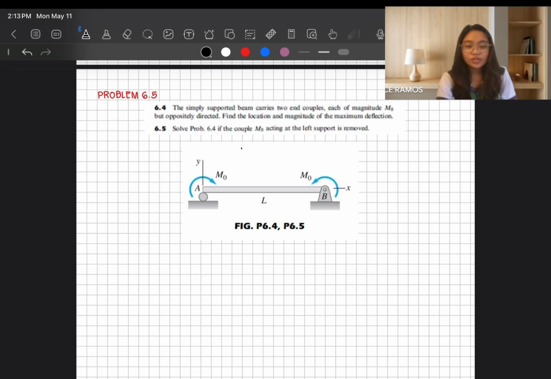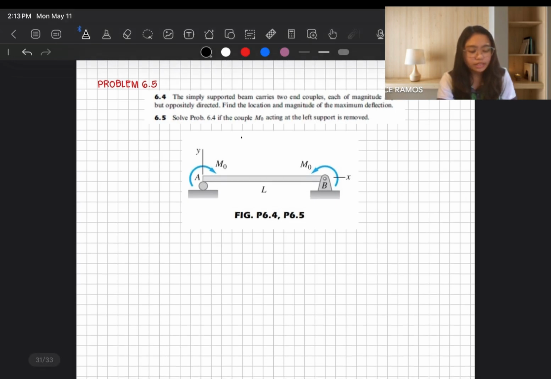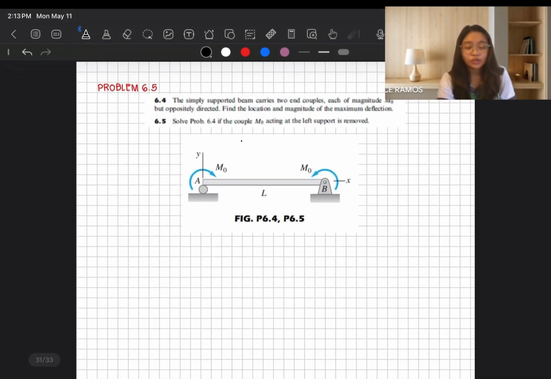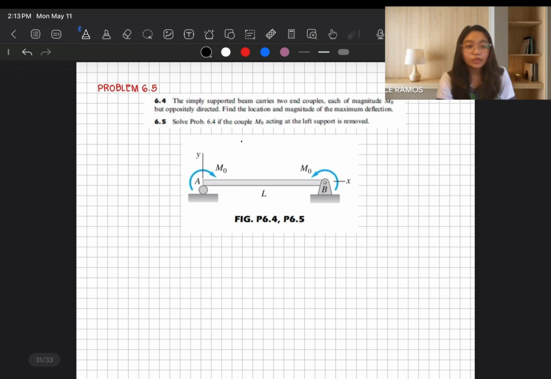Good day everyone. So today we're gonna solve the problem 6.5 of deflection of beams. But before we proceed, let's define first what is deflection. So deflection is the vertical displacement or bending of a structural member from its original position when subjected to loads.